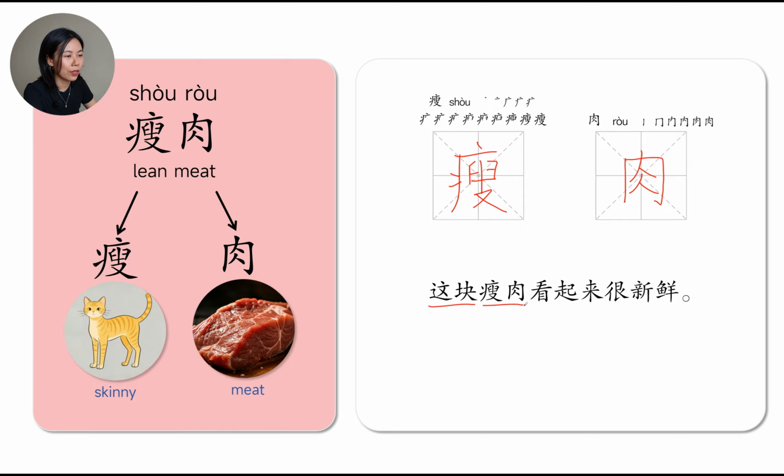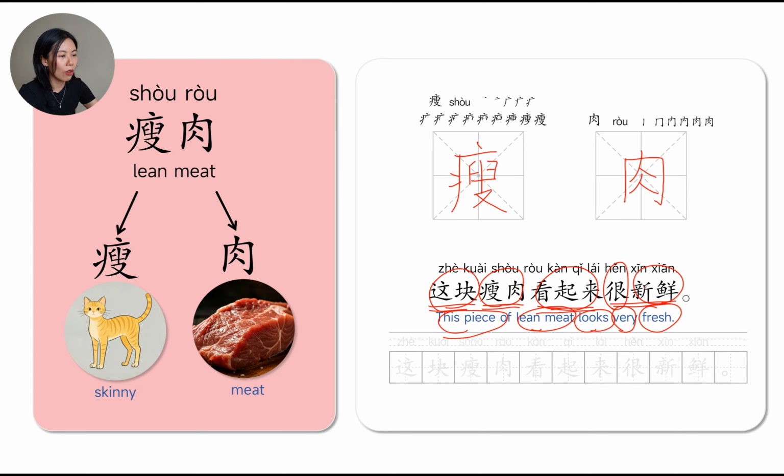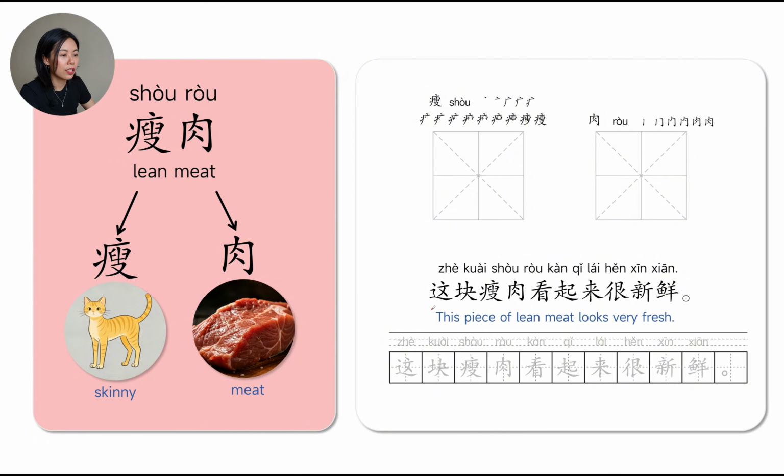这块瘦肉看起来很新鲜。这块 this piece of, 瘦肉 lean meat, 看起来 looks like, seems like, 很 very, 新鲜 fresh. The whole sentence: 这块瘦肉看起来很新鲜。下一个 next one.